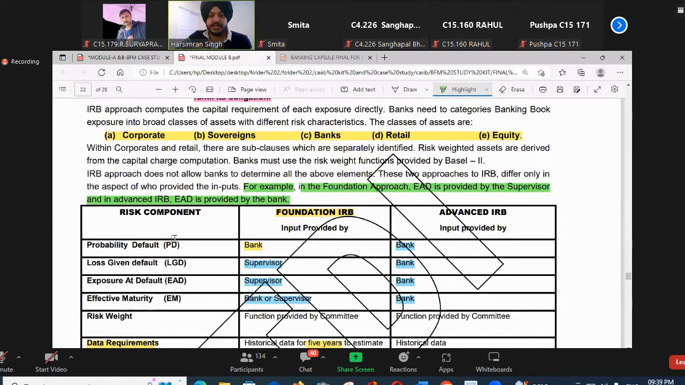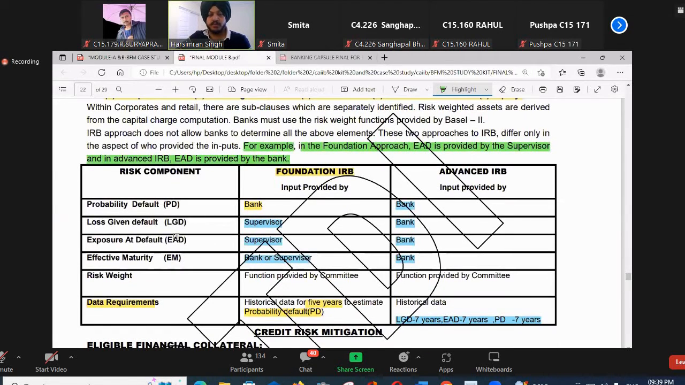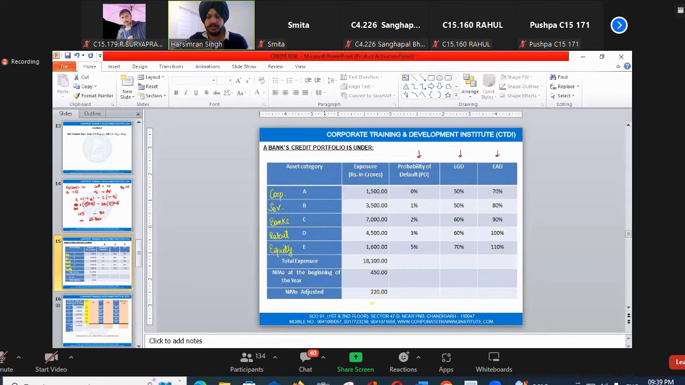He can ask you in the foundation approach who provides LGD, who provides EAD, who provides PD, and the same thing he can ask you in advanced IRB. Then he can ask you how much data requirement is there in the foundation IRB approach. You only need 5-year data to calculate PD, and in the advanced IRB approach, you need 7-year data to calculate LGD, EAD, or PD. Okay. Now coming back to our question.